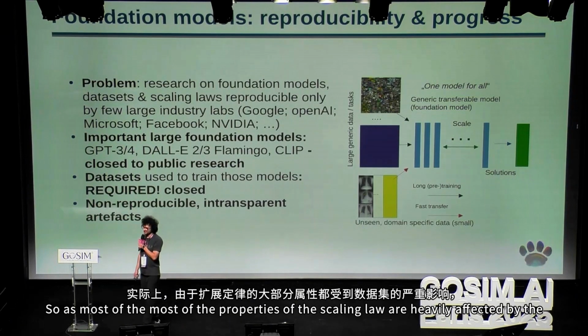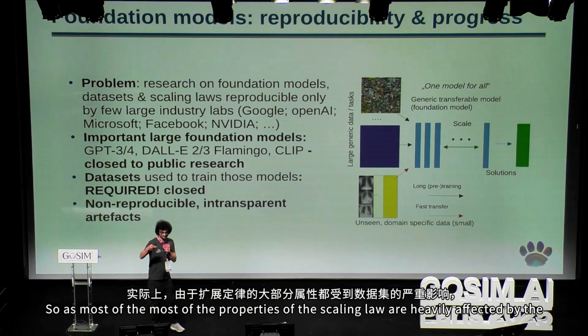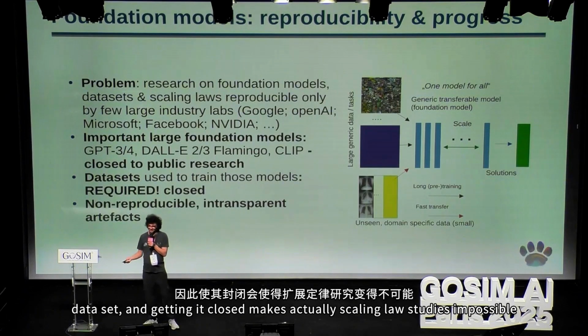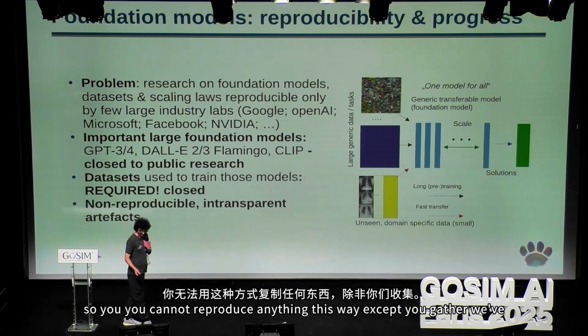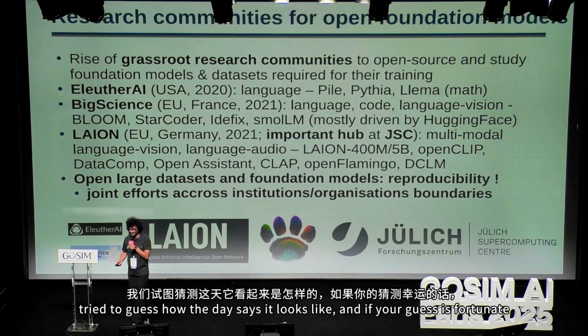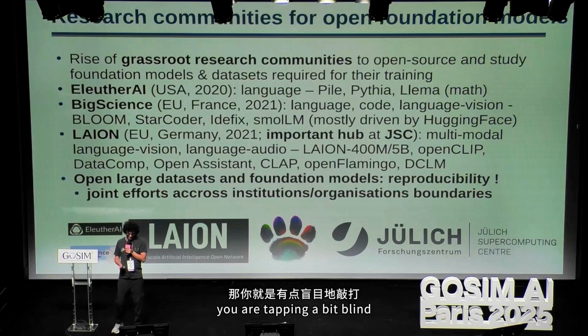So as most of the properties of the scaling law are heavily affected by the dataset, getting it closed makes scaling law studies actually impossible. So you cannot reproduce anything this way, except you try to guess how the dataset looks like, and if your guess is fortunate, then you might hit the right ingredients. If not, then you are tapping a bit blind there.